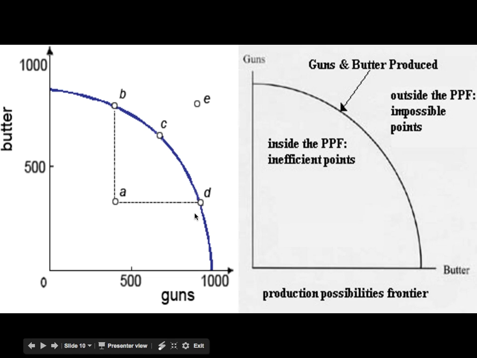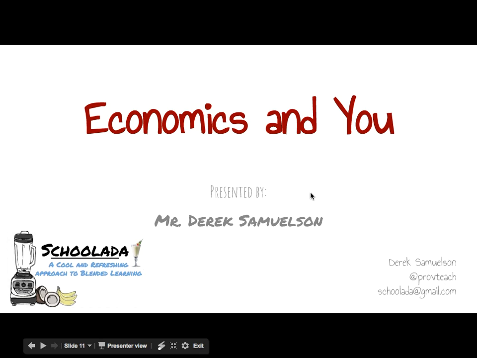If we want to make 9,000 guns, we're going to have to cut our butter production down to 400, whereas we could be at 650 for both of them at point C, maximum production along the curve. Point A is producible, we could do that, but it's inefficient. Point E, we can't do that. Outside of the production possibilities frontier is unattainable. Inside is inefficient.